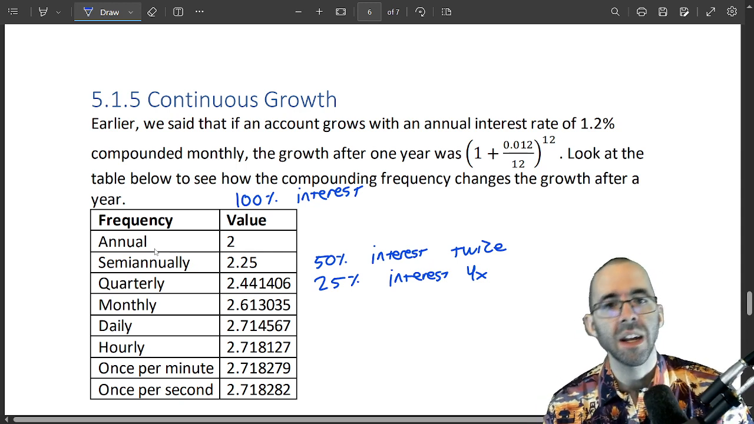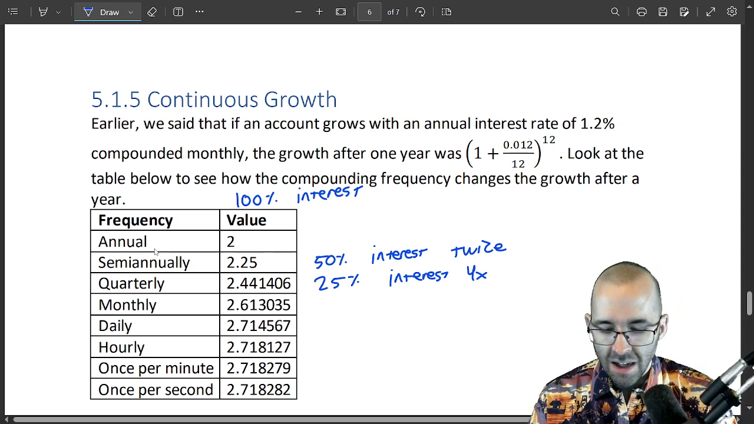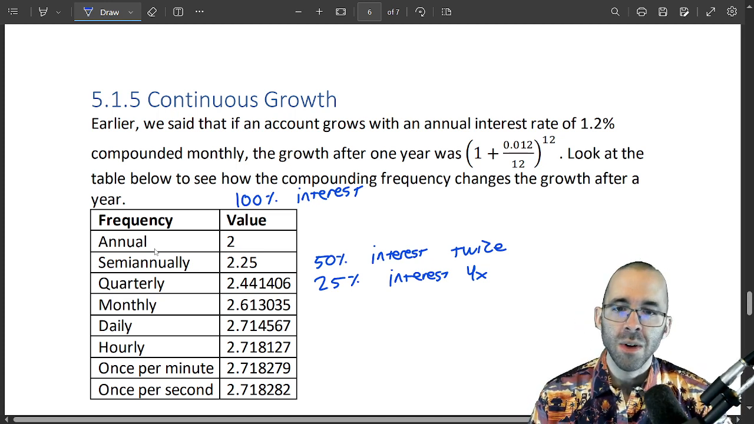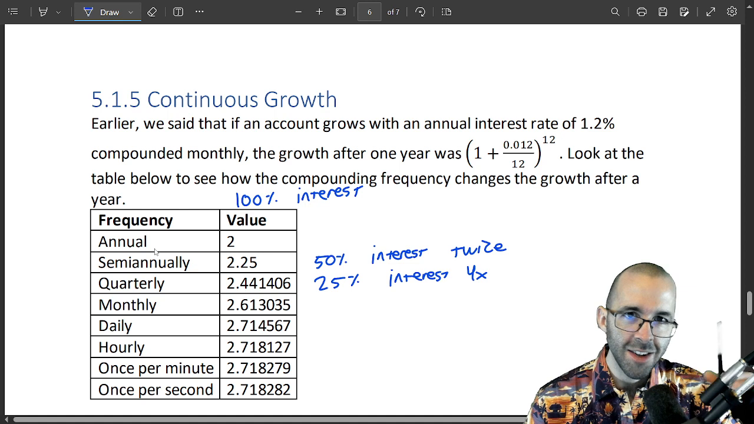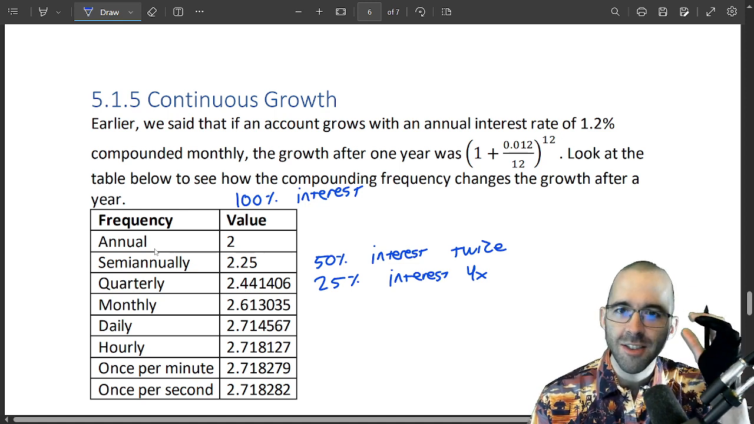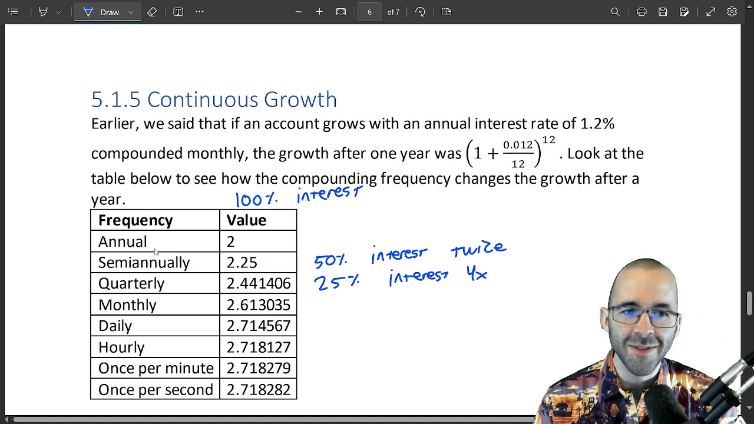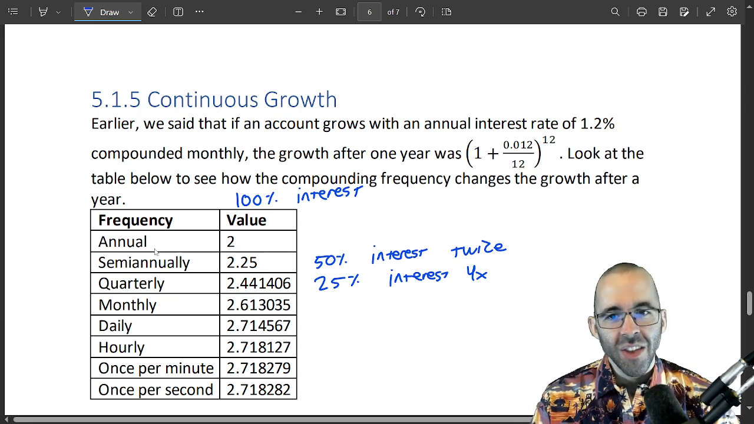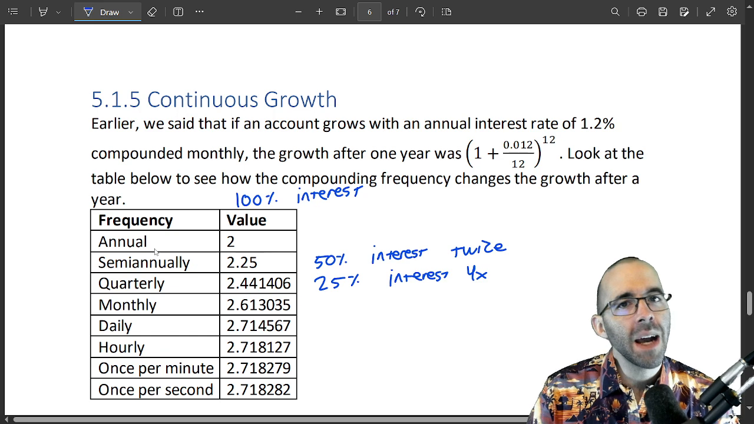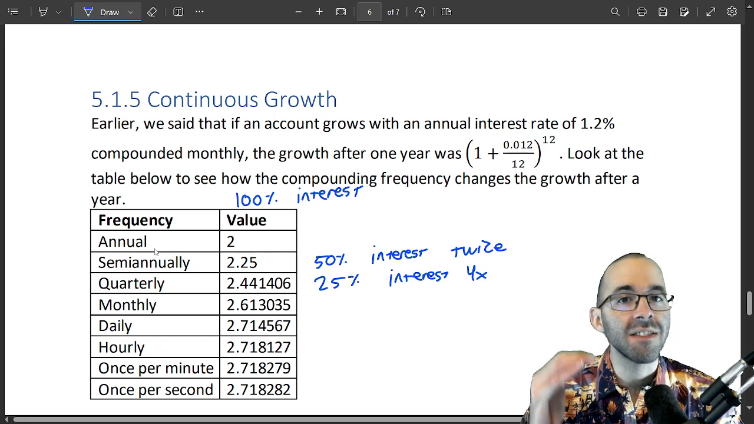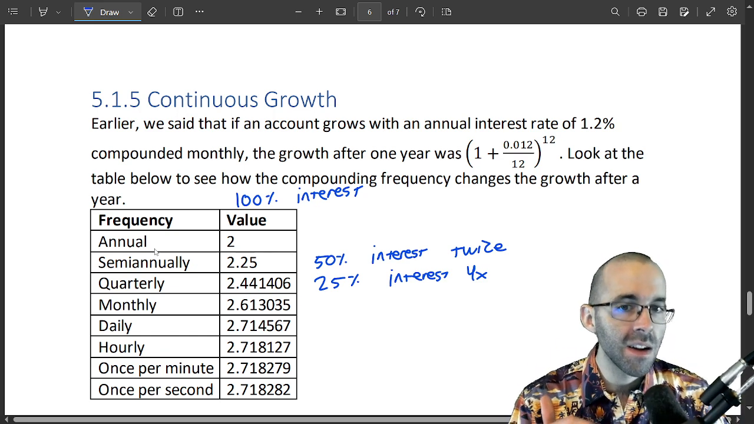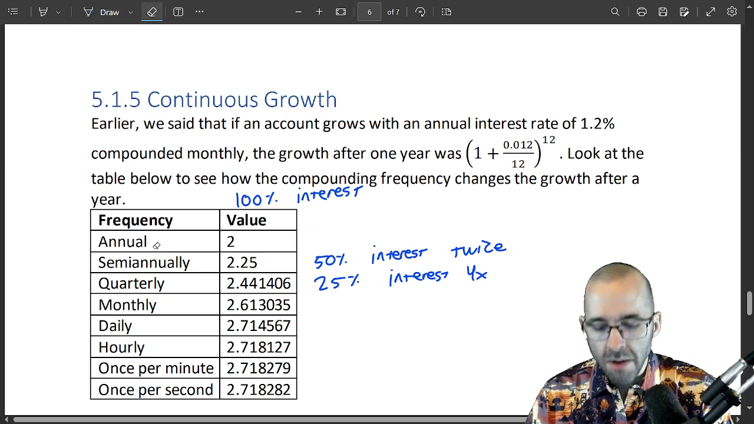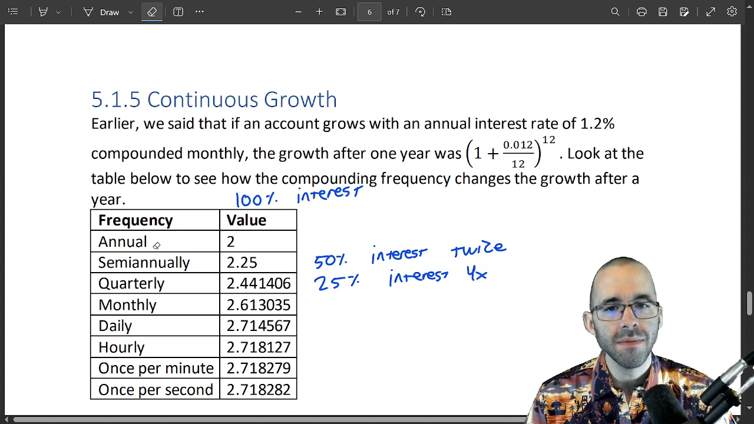Monthly, we're splitting it up into 12 pieces. Daily, splitting up into 365 pieces. Hourly, I don't know. Minute, I know that because of rent, it's like 525,600 minutes or something. Notice what's happening. The more frequently we compound, even if we have the same annual interest rate, the more money we're going to have.